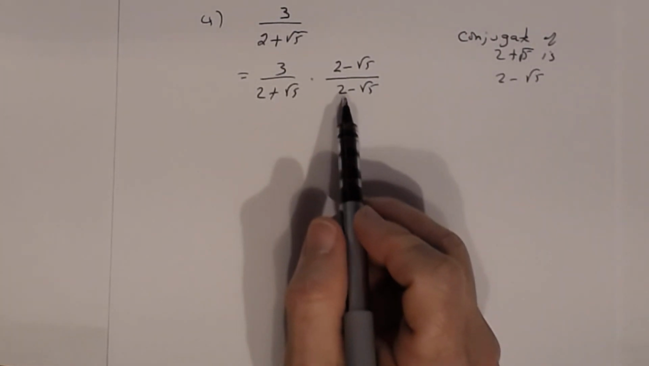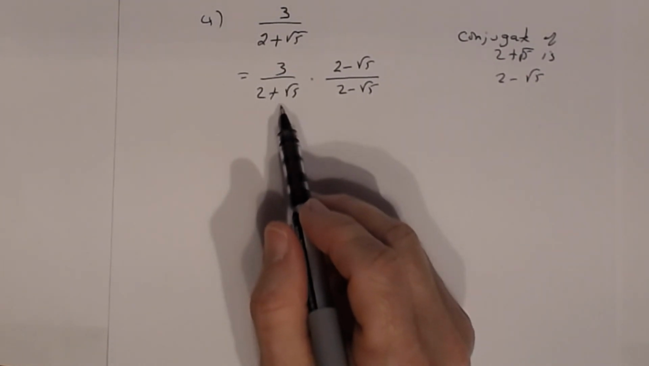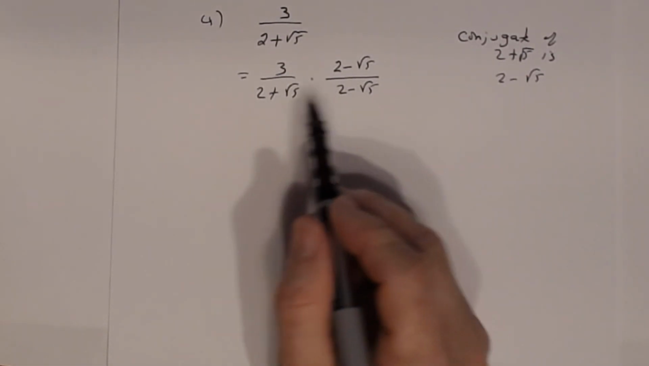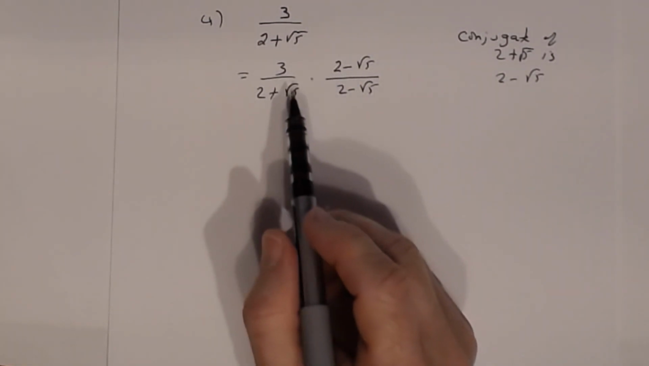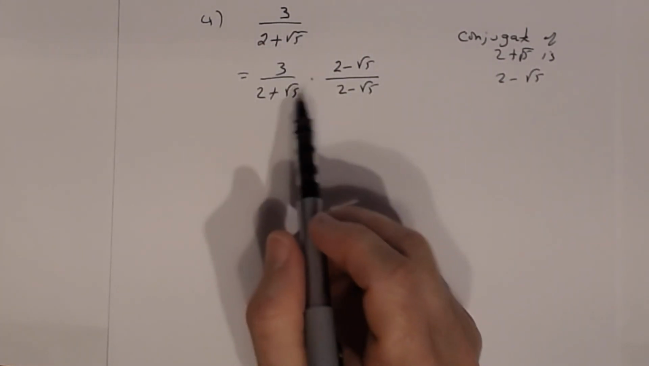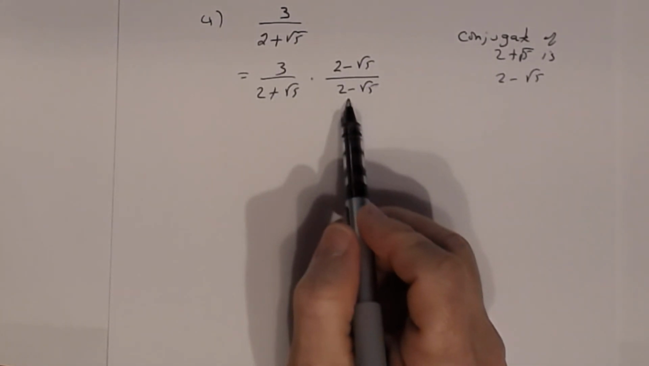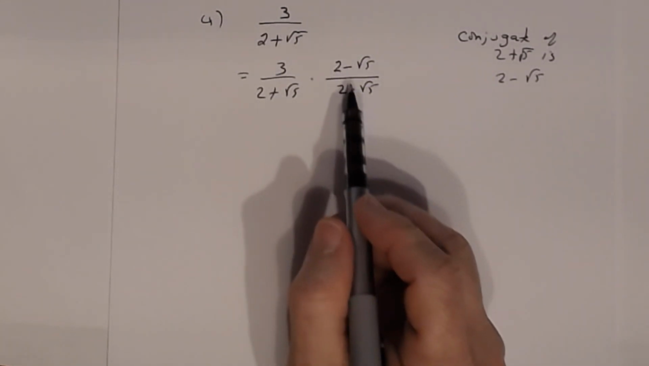So if you multiply 2 factors that are conjugates of each other in terms of square roots, you're going to end up with a rational number. So to rationalize this denominator, you're going to multiply this denominator by its conjugate. But what you do to the denominator, you do to the numerator.